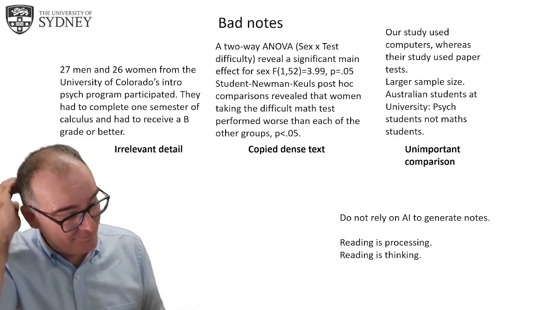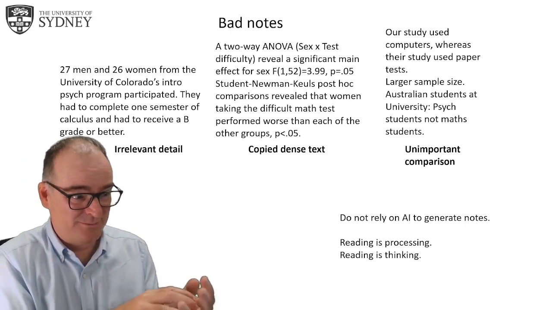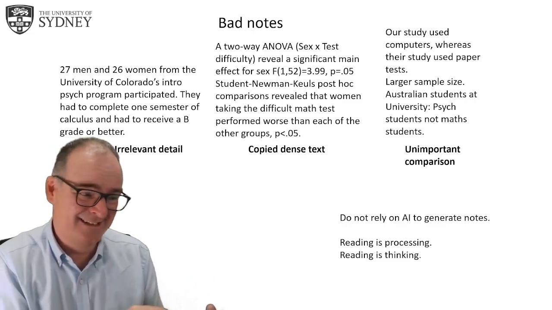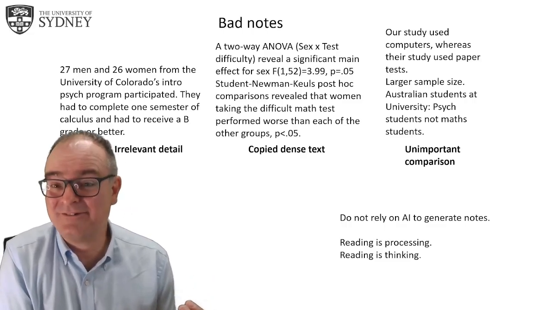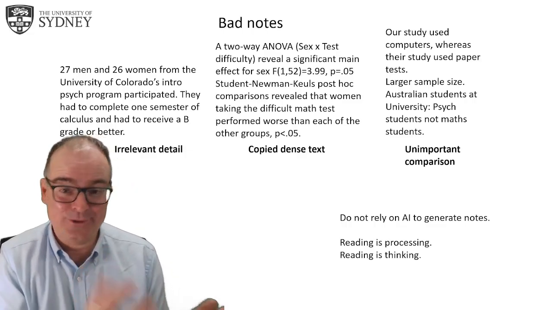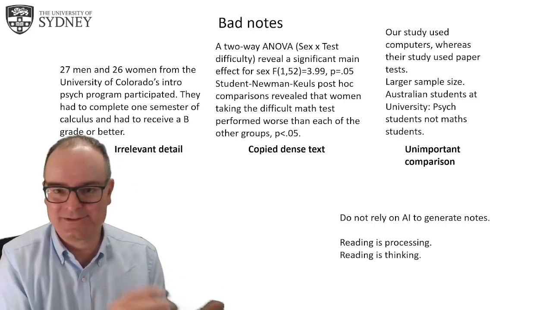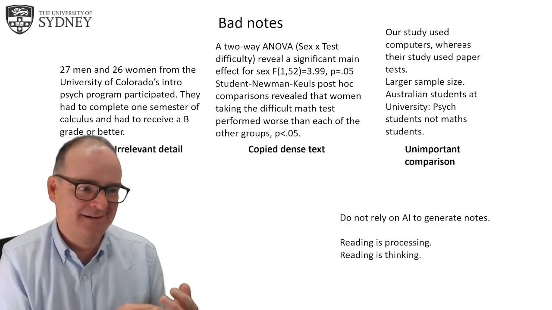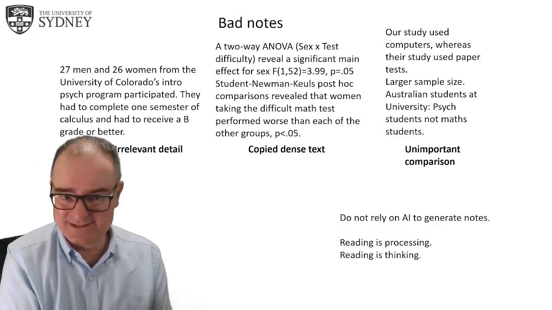The last example there on the right, our study used computers, whereas their study used paper tests. It's not important. They've missed the main event. It's getting there, though. It's still bad. It's ultimately notes that will go nowhere. But I suppose it's an attempt.